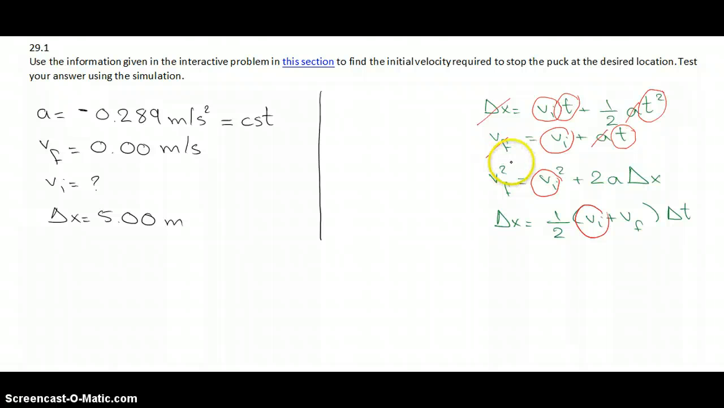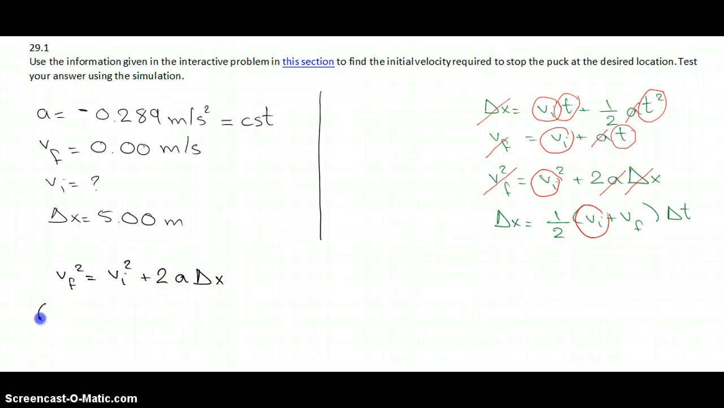Third one, do I have the final velocity? Yes. Do I have the acceleration? Yes. Do I have the displacement? Yes. Here we go, we found our equation. We copy it to our solution paper. It's important to write it down first. So I do that, and now I substitute.